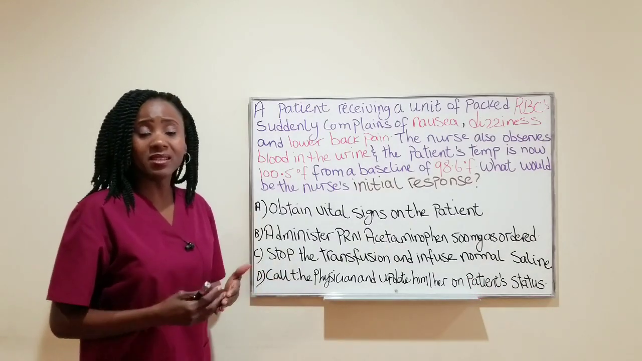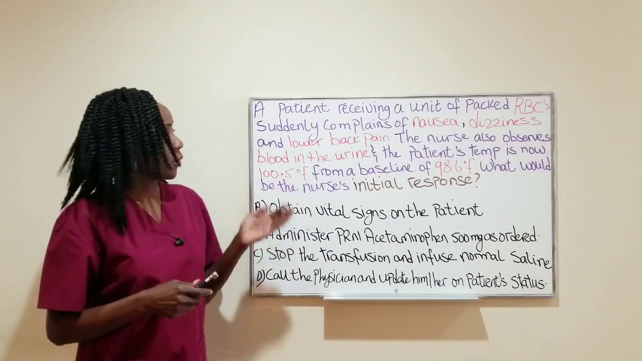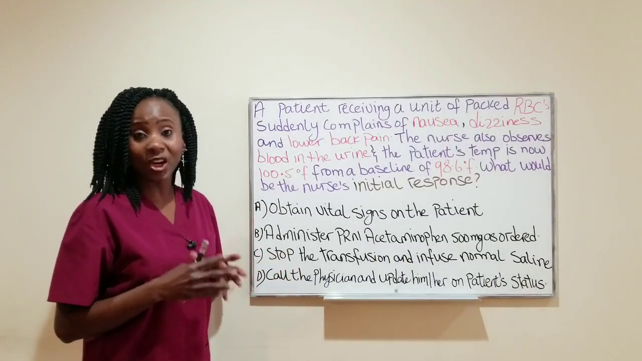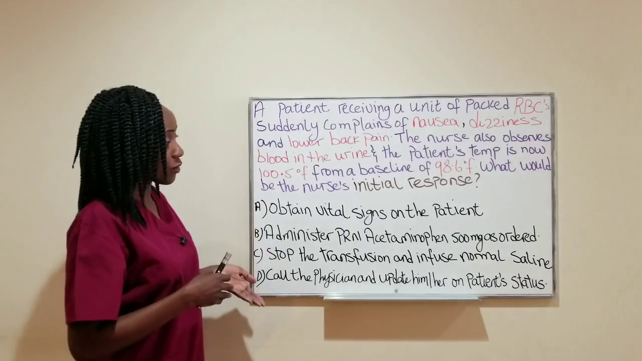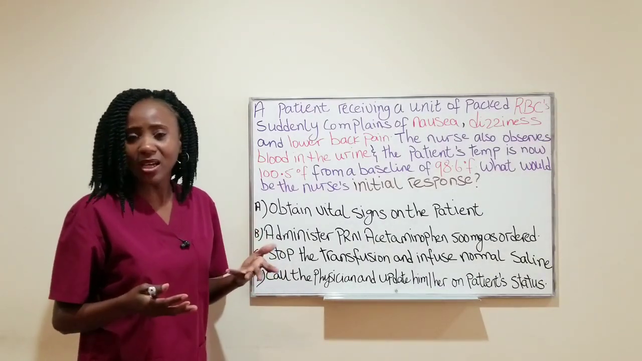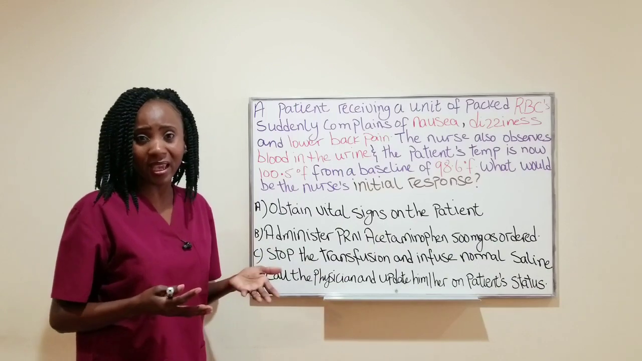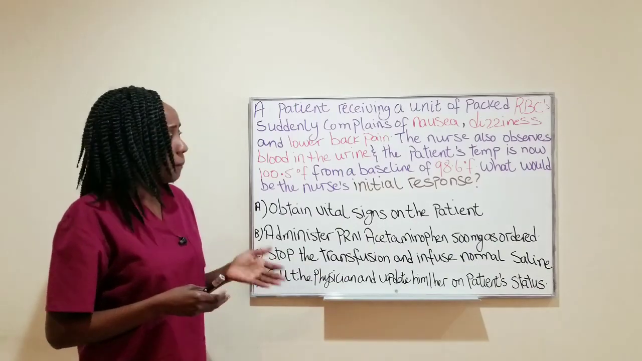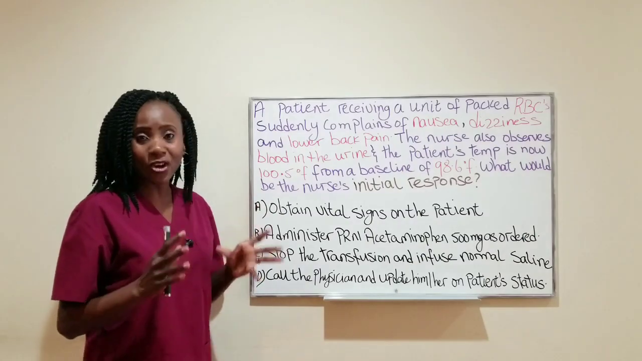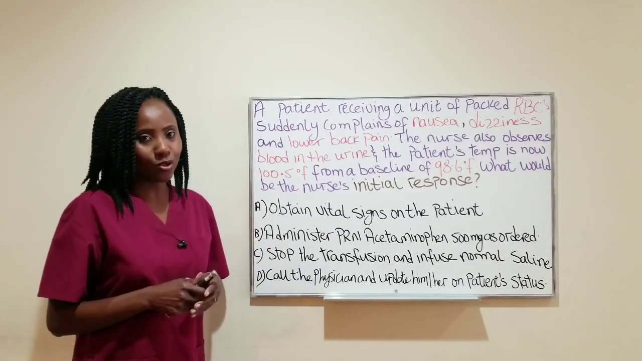Now, one of the things that you would observe with priority questions is that all of the options could be correct. When you look through the options, you may be saying all of these are actions that the nurse should take. They're all correct, but we're trying to determine what should be the first thing that the nurse should do.